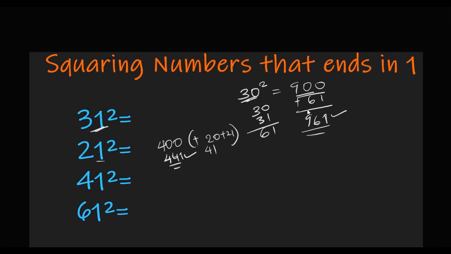The same here if you got 41, what you know from your head is 40 squared should give you 1,600. But then you want to add 40 plus 41, which is 81. So that one gives you 1681. That becomes your answer.